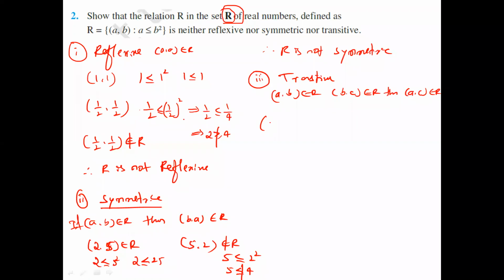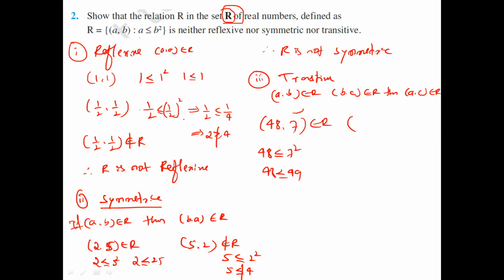Okay. So anybody want to give the example for the transitive? I'll take here 48, comma 7. Why am I taking this one? 48 is less than or equal to 7 square, which is 49. Now 48 is less than 49, so it satisfies this condition and belongs to R.